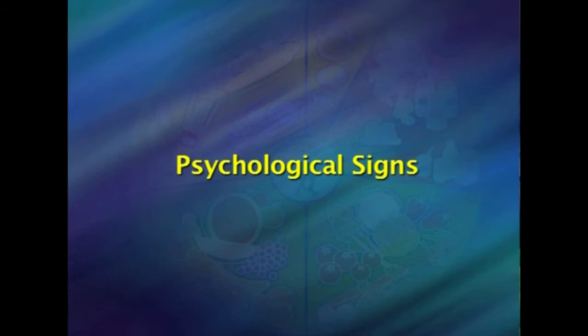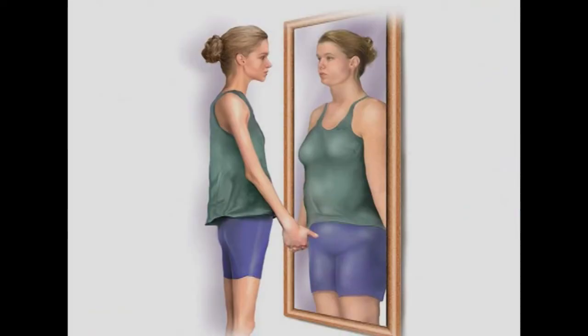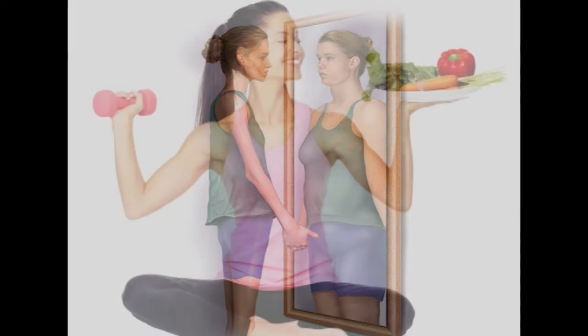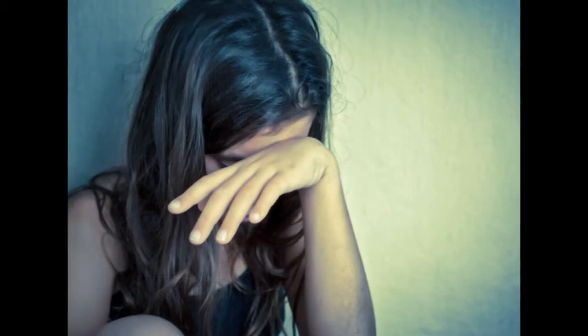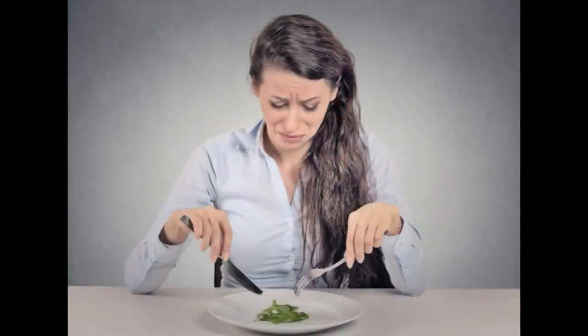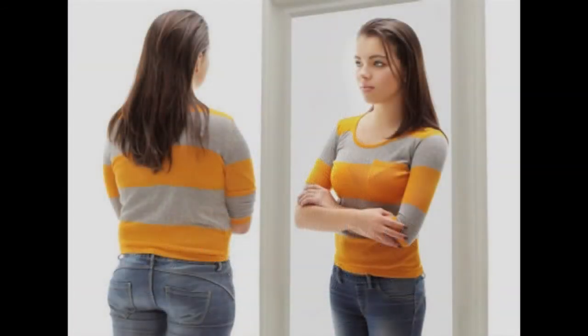Psychological signs: feeling fat even when emaciated, intense fear of gaining weight, distorted body image. Excessive preoccupation with weight, food, exercise and dieting. Social withdrawal, depression, moodiness, emotional withdrawal, perfectionism, refusal to admit eating patterns are abnormal. Low self-esteem, fatigue or weakness due to malnutrition.